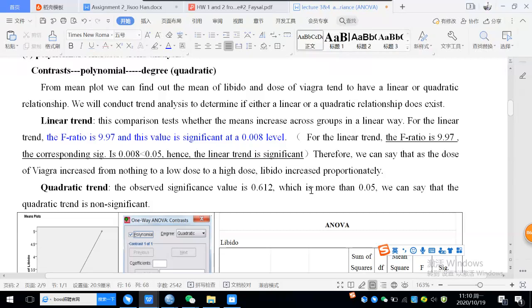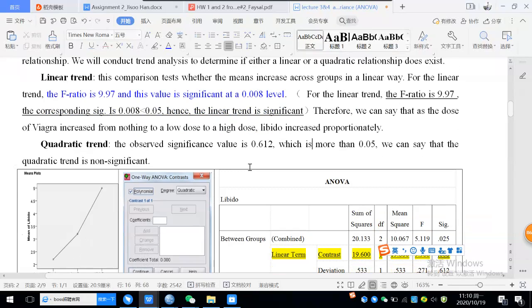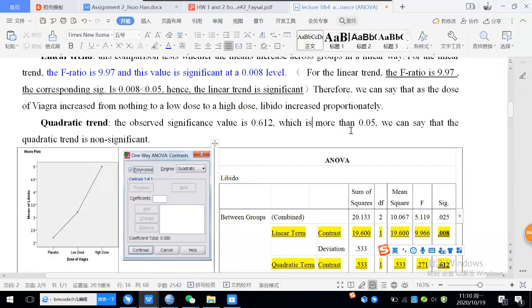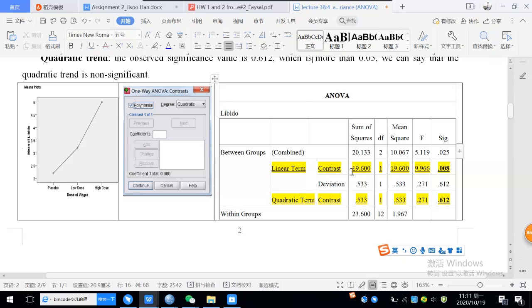And then next is the quadratic trend. The observed significance value is 0.612, which is more than 0.05. So we can say that the quadratic trend is non-significant. Please look at here to test the linear trend, and look at the result of this row for your quadratic trend analysis.